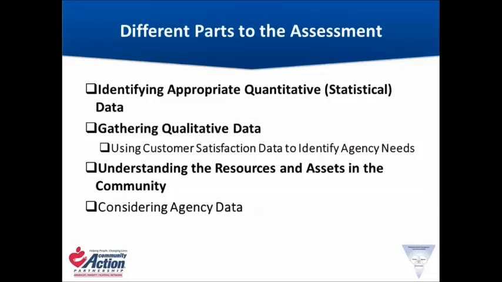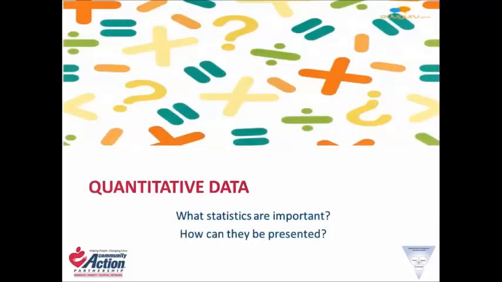And then also we want to look at the different parts of the assessment. First of all, we look at gathering appropriate quantitative or statistical data. Then we also look at gathering qualitative data, which is really looking at what people are saying about this, how do we explore the statistical data more and get those narratives, themes, and perceptions. Then we also have importance on understanding the resources and assets that are in the community. And lastly, we want to make sure we also consider agency data as well. So with that, I'm going to turn it over to PJ Davis, and she's going to talk about gathering quantitative and qualitative data.